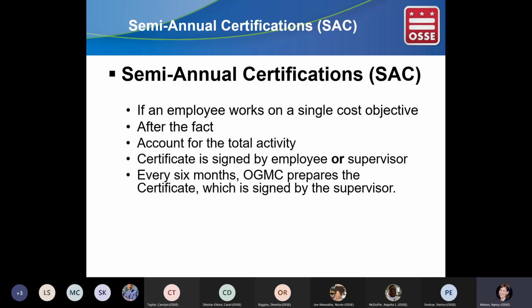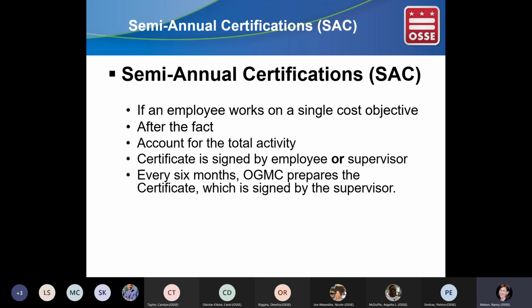So the semi-annual certification: if an employee works on a single cost objective, so say you just work on, Nicole, I'll use you as an example, you just work on the McKinney-Vento grant. It's after the fact when we are giving you this documentation. Carol and I get a report called the position funding report, and it shows how payroll paid your salary. You should be aware of how you're paid, whether you're paid with local funds or federal funds. And if you're paid with federal funds, it should be the grant that you are working on. So it's after the fact.